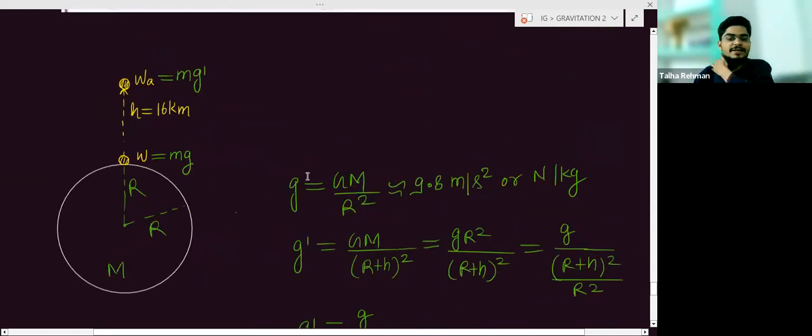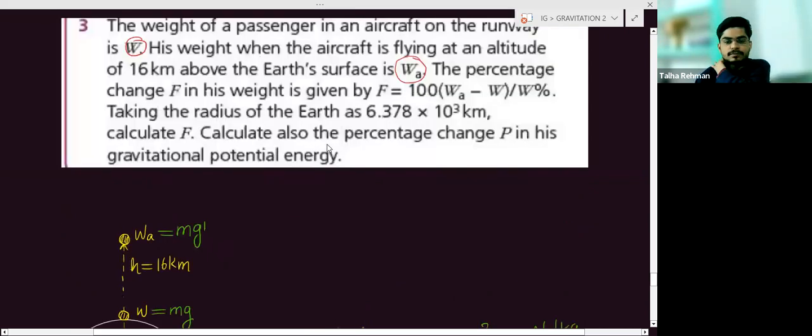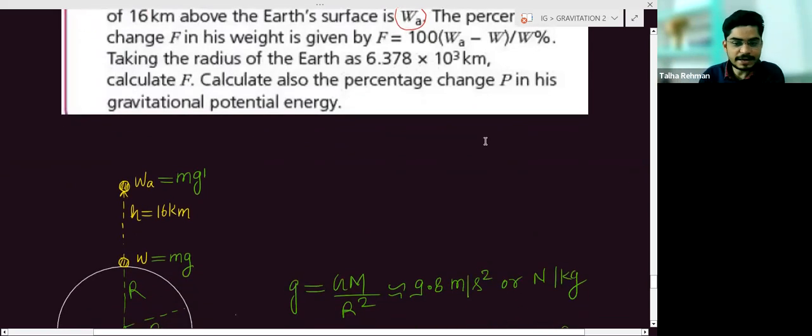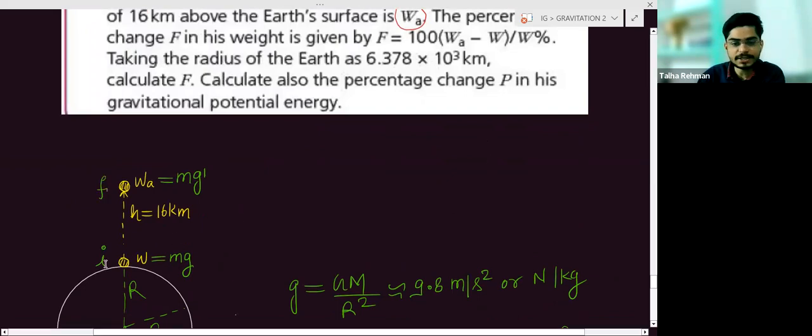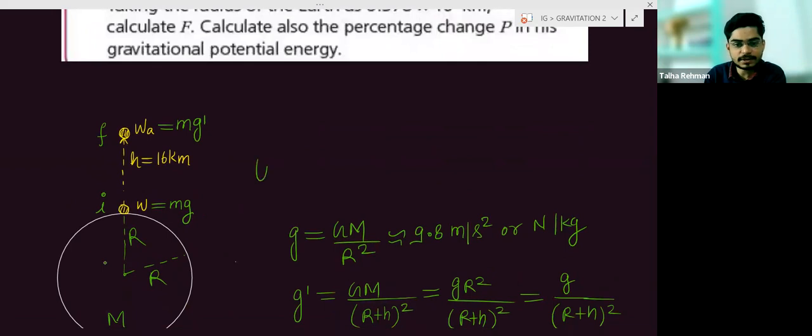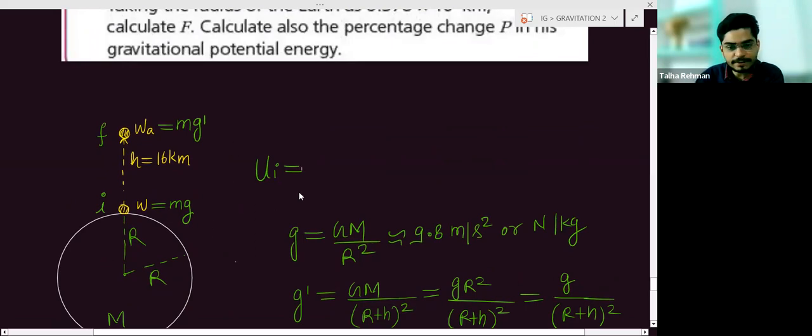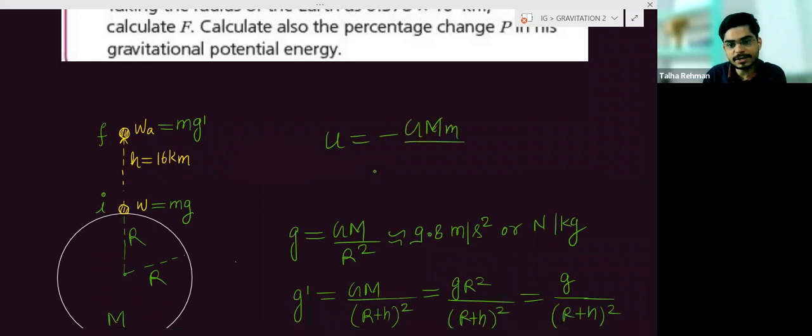Now the next part: they are asking to calculate also the percentage change in its gravitational potential energy. This is very simple. Gravitational potential energy means initially the body is here, finally the body is here. So initial gravitational potential energy. What is the formula of the gravitational potential energy? U is equal to minus GMm divided by r.